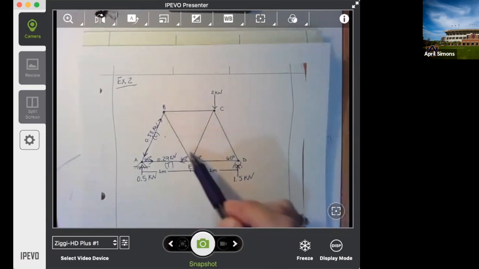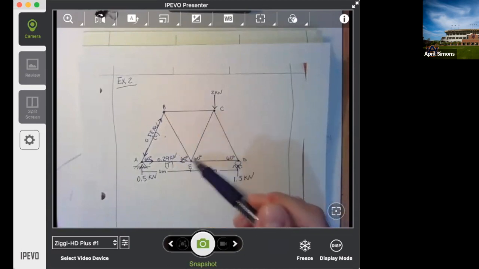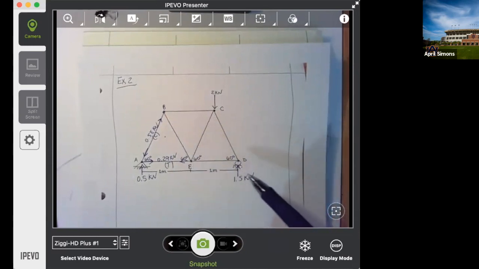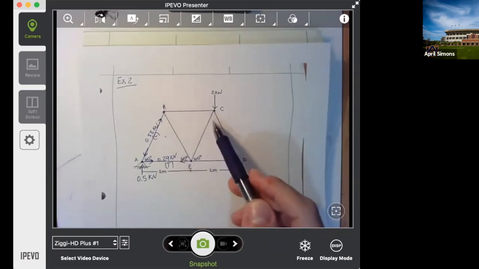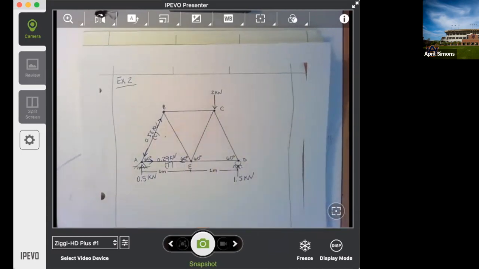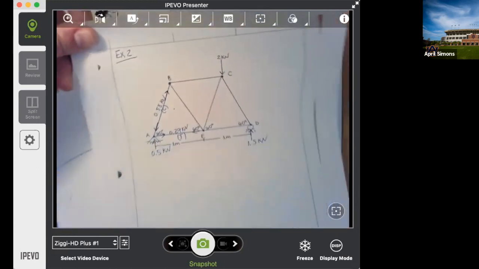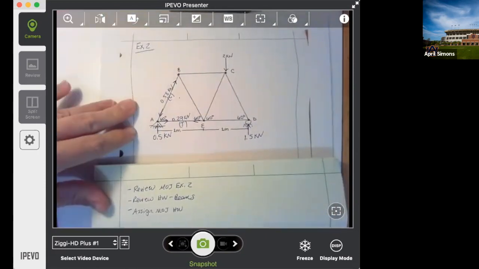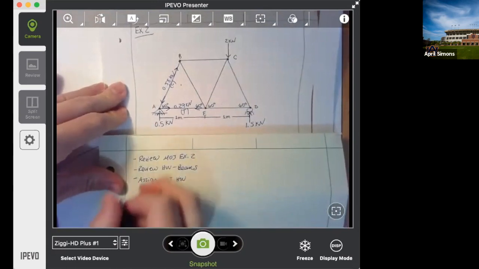So here, if I'm going to the next joint, I would choose B or E. If I were to look at E, I've got BE, which is unknown, CE, which is unknown, and DE, which is unknown. So if I want to solve joint B, I've got BE and BC. So there's only two unknown members at B. So B is the next logical place to look. Okay, so we want to draw a free body diagram of joint B.